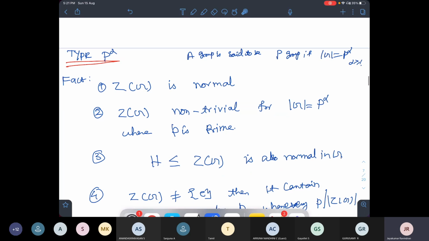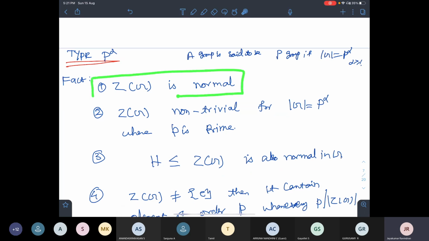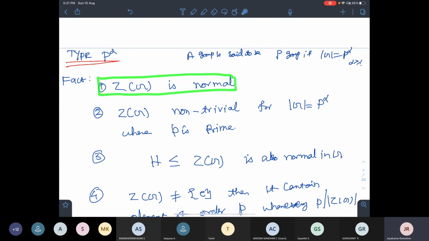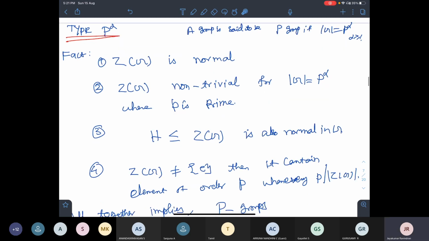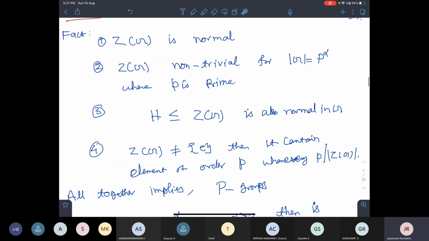Okay. First fact about P groups: the center is normal. This is always true for any group, but for a P group, the center is always non-trivial. This is one of the most important theorems, and I will say this is the most important theorem. All the other theorems will follow from some trick or this. Okay, the center of a P group is always non-trivial.